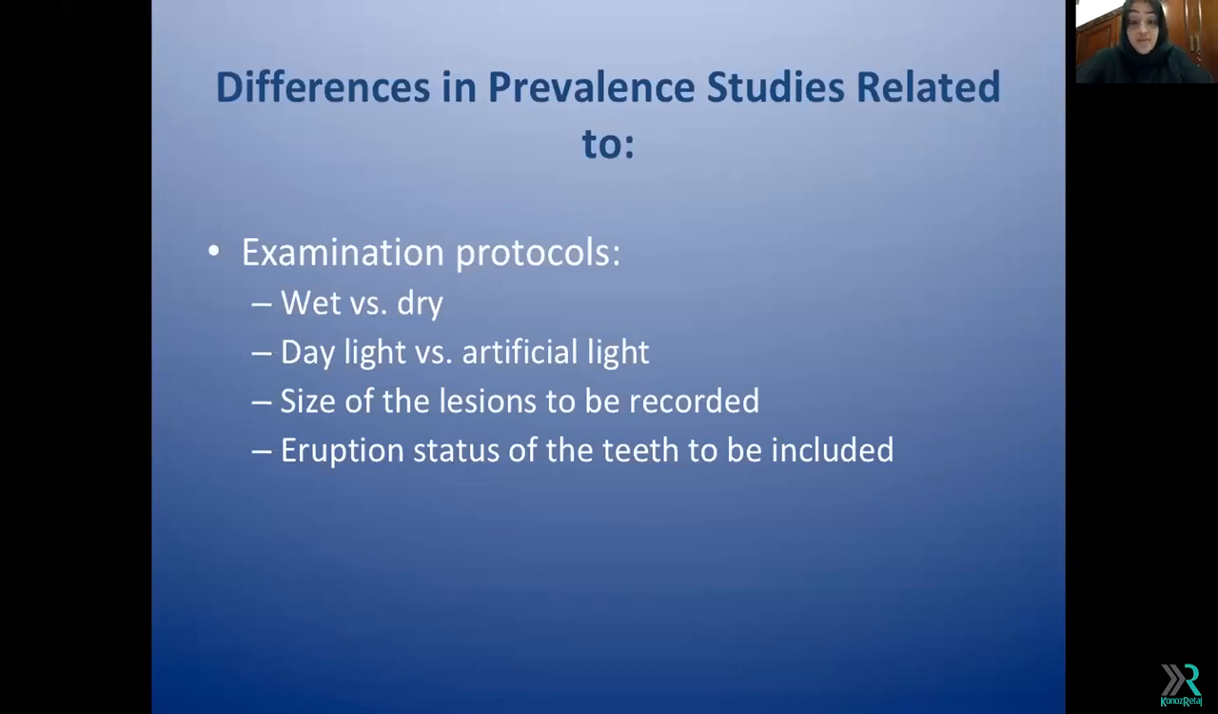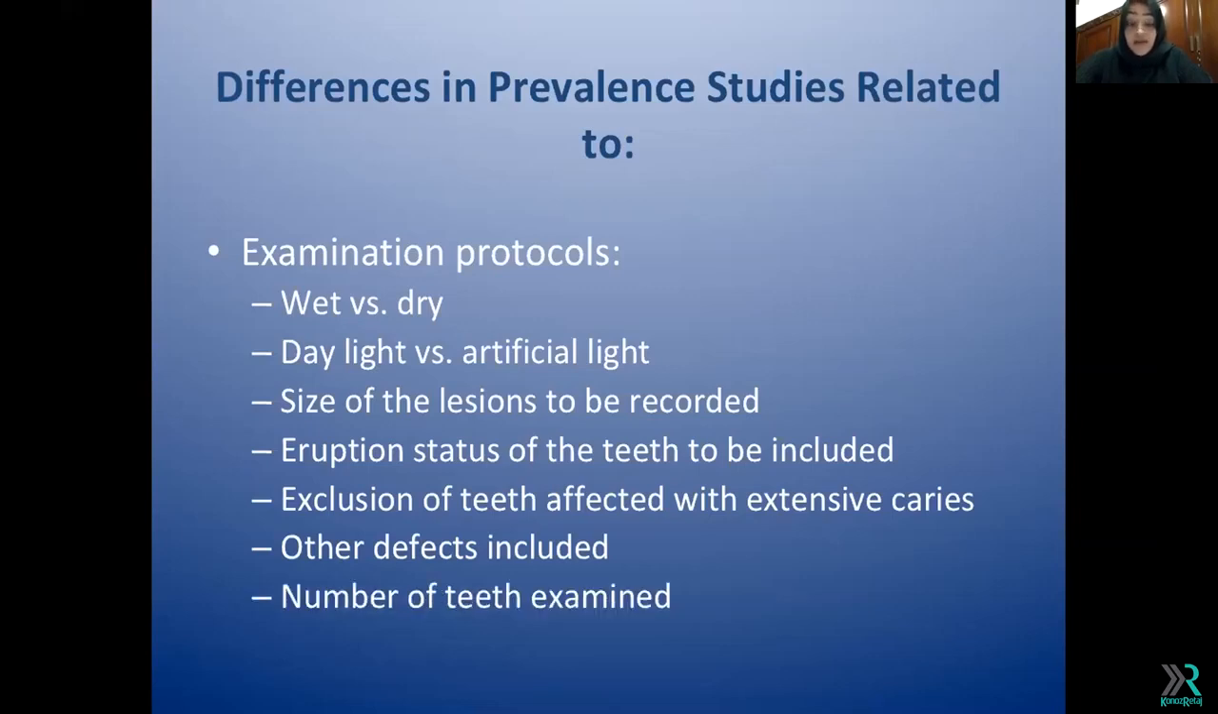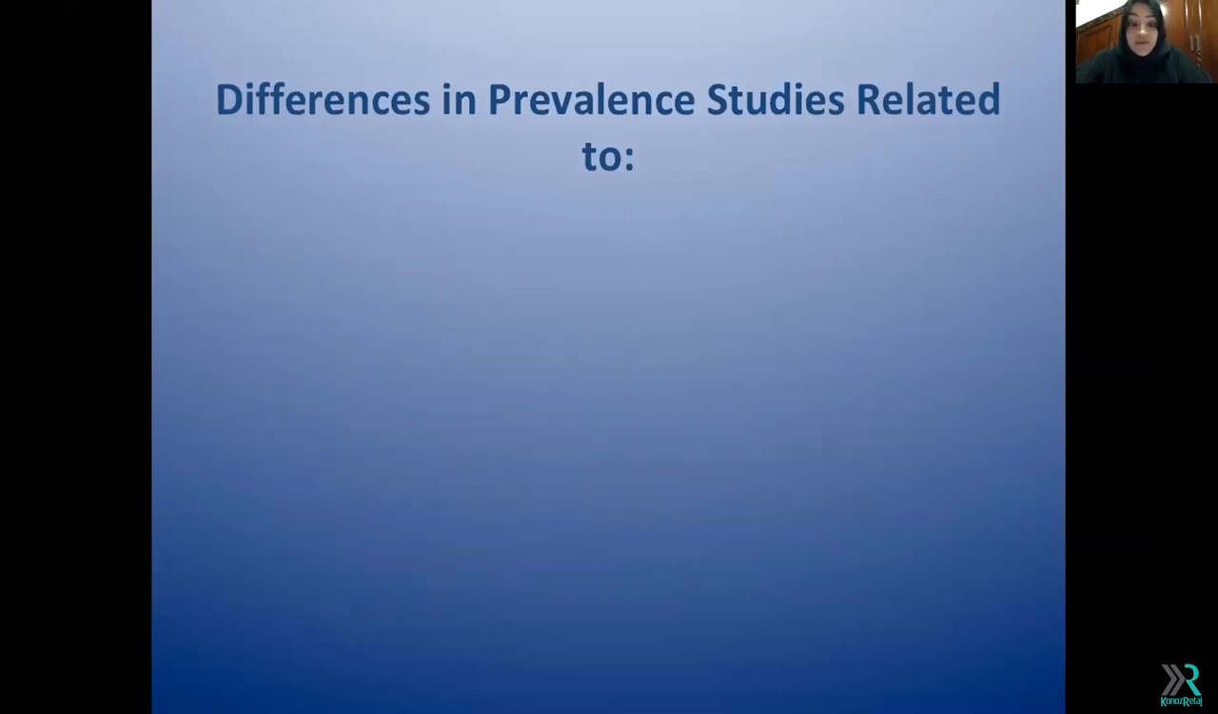Regarding the eruption status of the teeth to be included, some of the studies excluded any partially erupted teeth. Others included all the teeth, and some studies only concentrated on the 12 index teeth, which are the first permanent molars and the maxillary and mandibular incisors. Some of the studies excluded the teeth affected by extensive caries, other studies did not. Some of the studies also included other defects. And as I have mentioned, the number of teeth included in the examination is also variant.